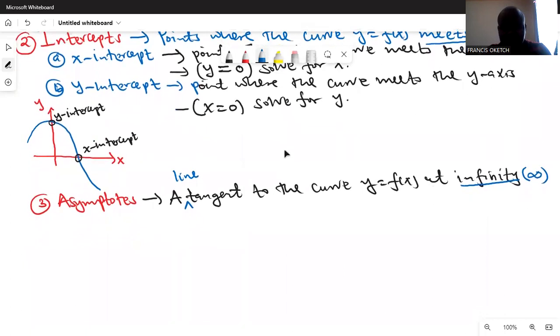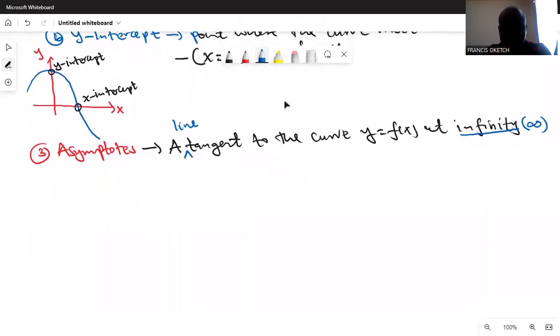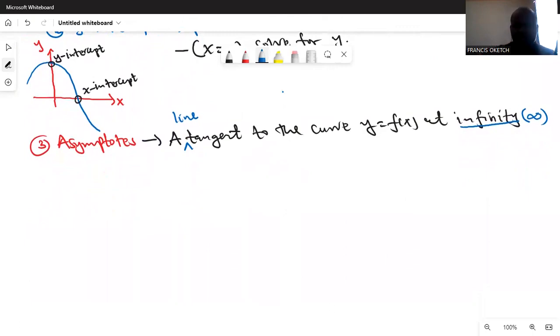Before we look at the types of asymptotes, let me give an illustration. If we have a curve like this, where here it is x, here it is y, and you have this line, that should be a straight line, y equals x. So let's say that is the asymptote. Then your curve should be something like this, and it should never intersect your line.